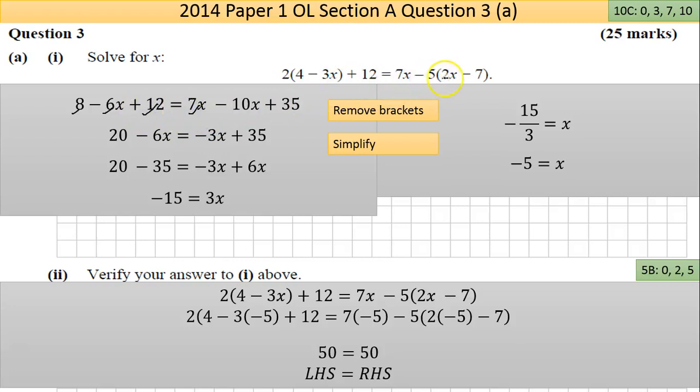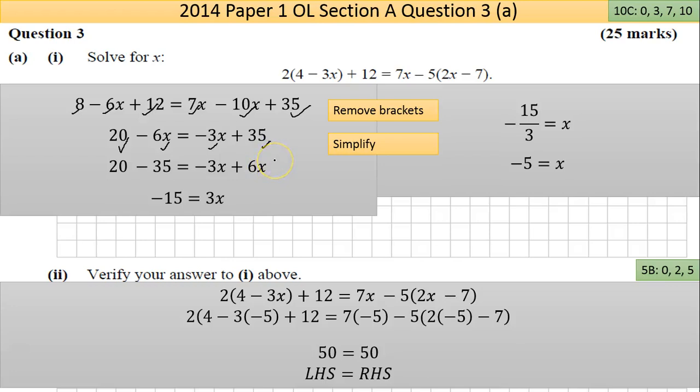Okay, 7x, I'm not doing that to that. Removing the brackets, minus 5 times 2x is minus 10x. And minus 5 times minus 7 is plus 35. Minus by minus is plus. Next step, I'm going to add whatever I can. So I'm adding the 8 and the 12 here to get 20. The minus 6x, there's no x's on the left hand side, so I'll leave that as is. 7x minus 10x is minus 3x. And there's no numbers on the right hand side, so 35 stays as it is.